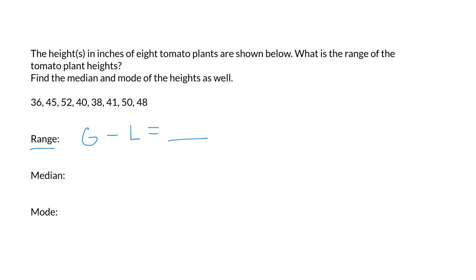These 8 values, let's see, 36, 45. So far, our highest number is 52 inches. Oh, and that's the biggest. So we're going to subtract 52 minus our smallest value, which so far is 36. I'm looking down the line. Yep, 36. So we're going to do this subtraction here. I'm going to borrow. So our range is 16 inches.